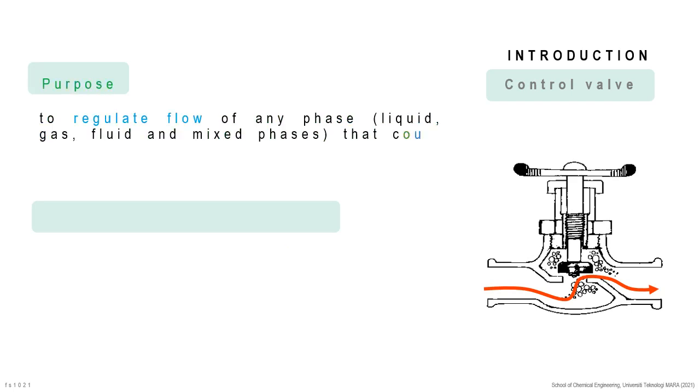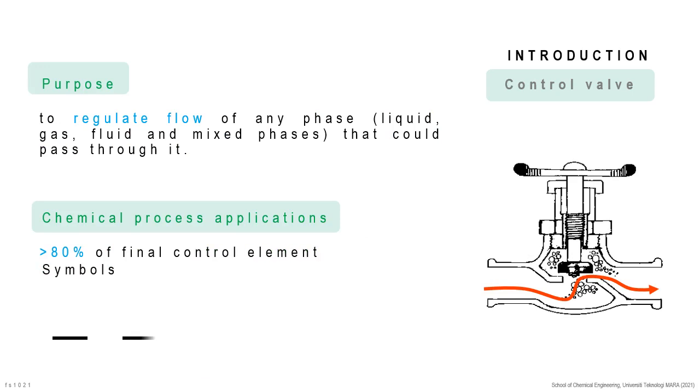In brief, the control valve's purpose is to regulate flow of any phase, whether liquid, gas, fluid, and mixed phases that could possibly pass through it, while solid phase is by nature impossible. The control valve is used by more than 80% in the chemical process industries. The symbol for control valve is presented in the slide.